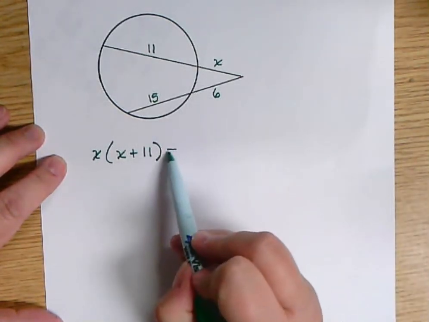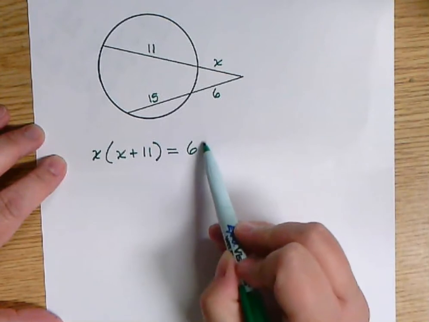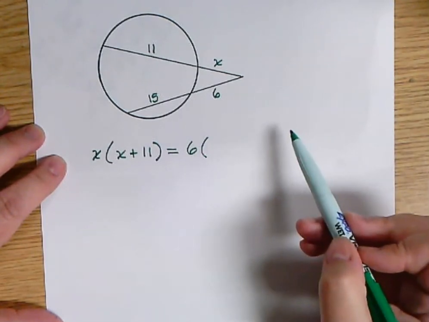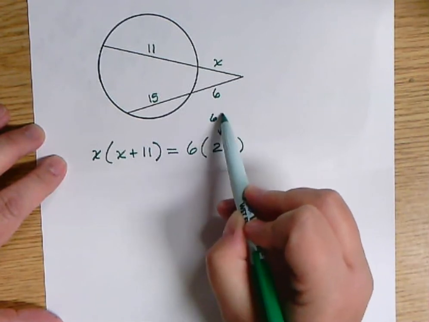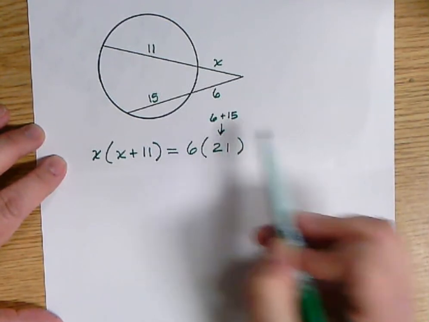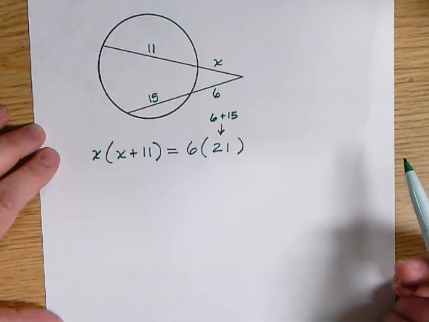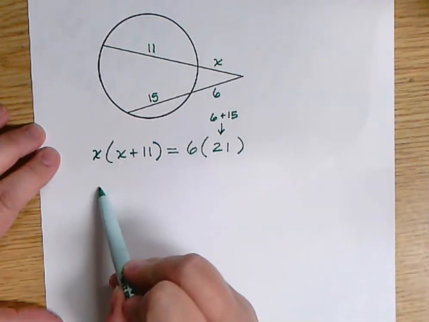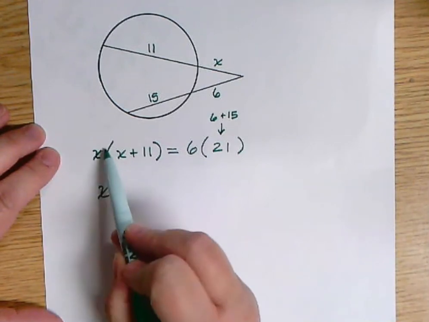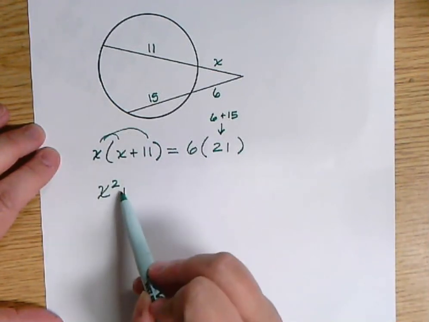Equals outer part is 6 times 6 plus 15. What's 6 plus 15? That's 21. I'm just going to put this in case somebody's looking at this and saying, where did that come from? Okay, so now I'm going to go ahead and distribute over here. And when I do, I get x squared and I get 11x.